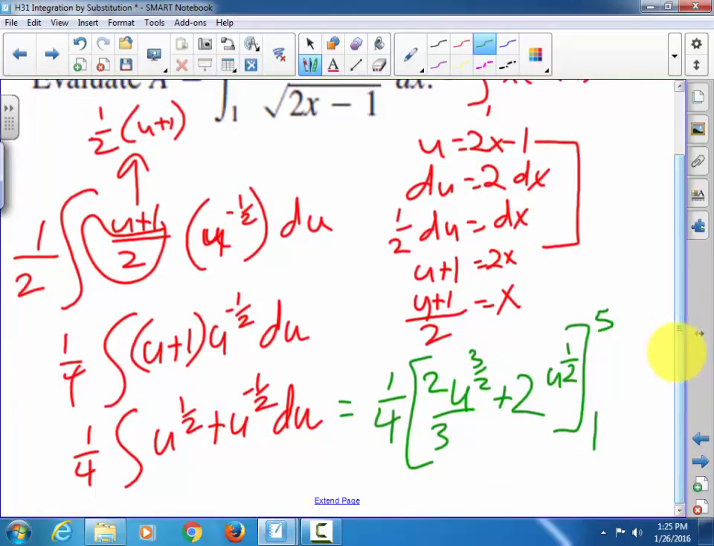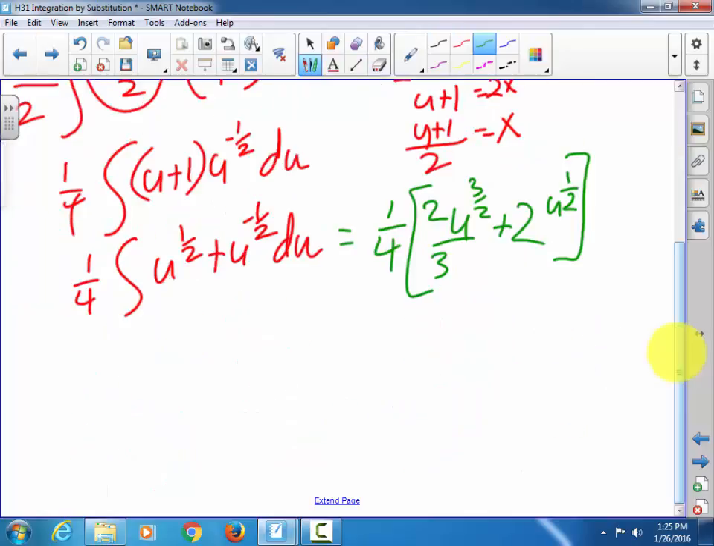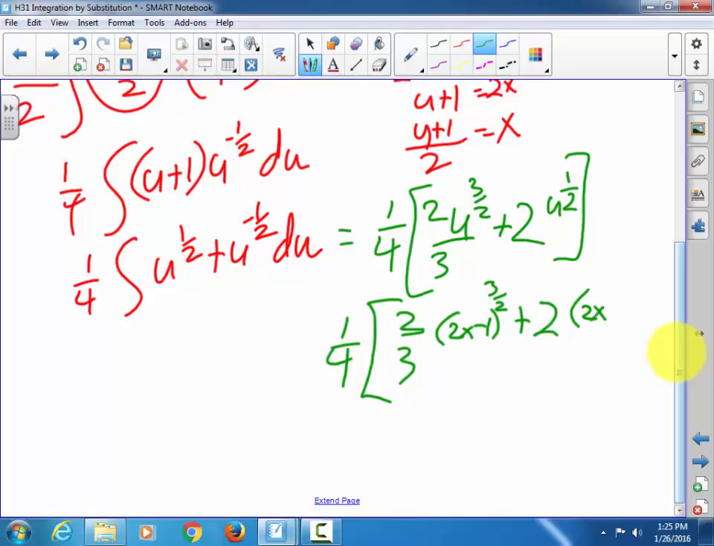1 and 5. Oops, we can't evaluate them yet. Got to plug back in there. Come on, Ely. So we got 1/4, 2/3, 2x minus 1 to the 3/2 plus 2 times 2x minus 1 to the 1/2. Now we can evaluate them at 1 and 5.